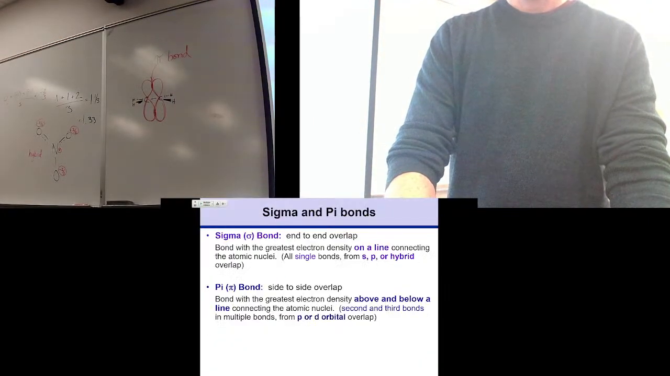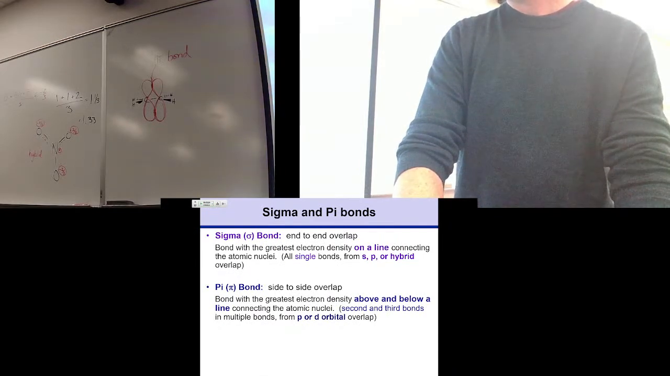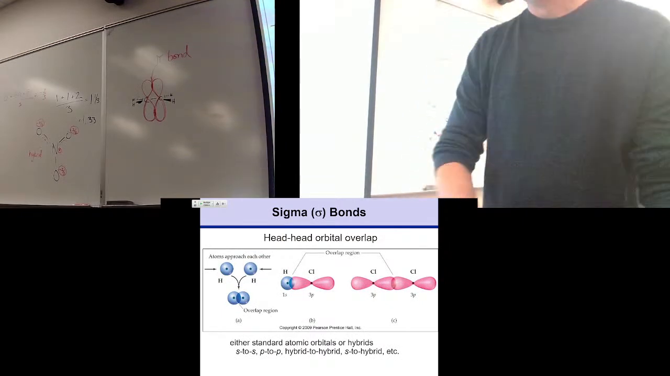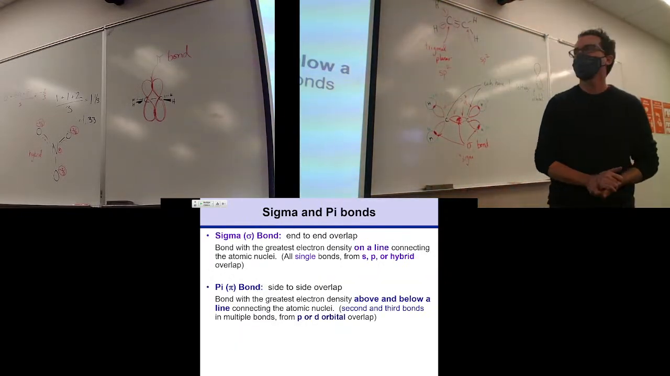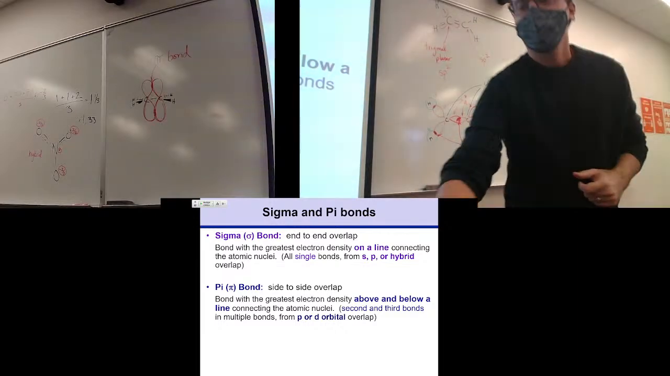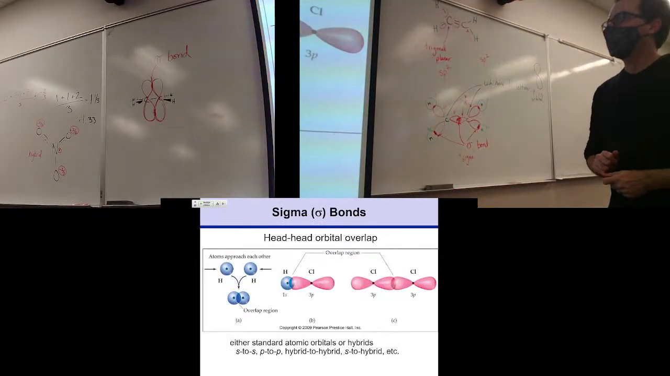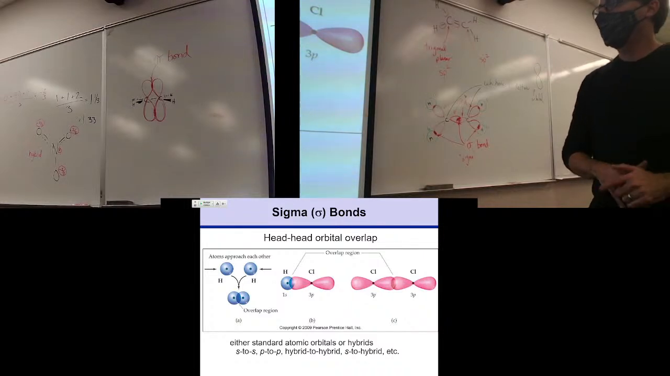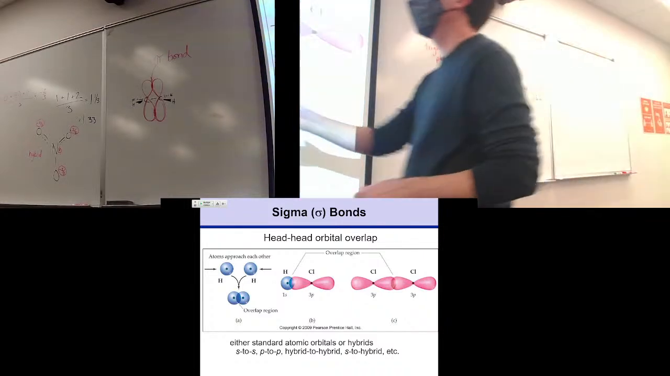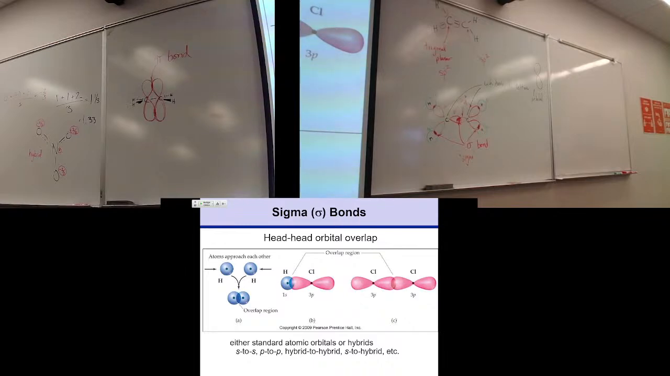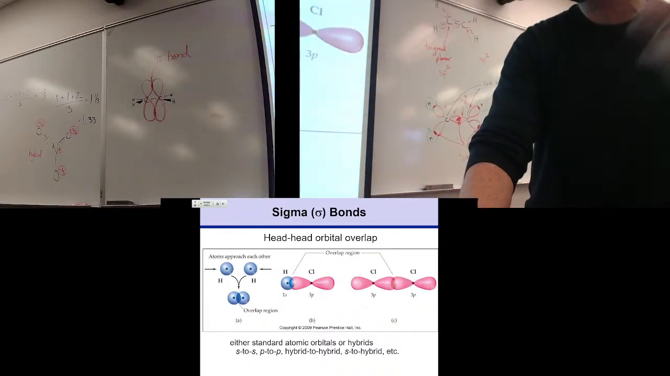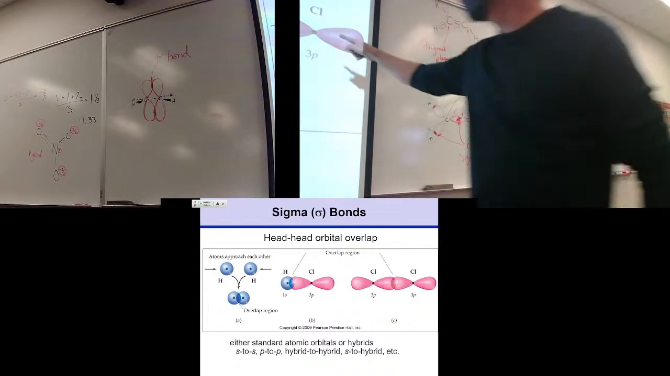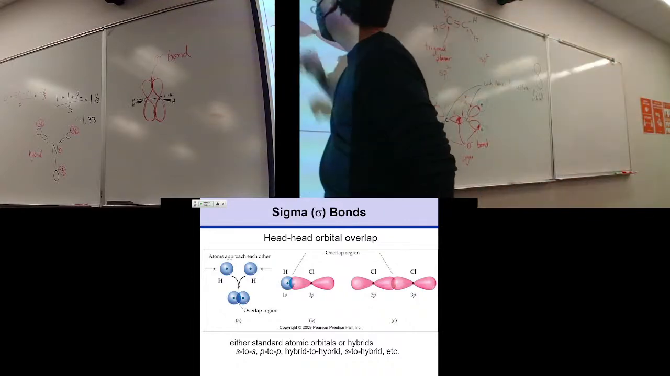Okay. So there we go. Sigma bond, pi bond. Go back. Yep, right here. So these are all examples of sigma bonding, whether they're from regular orbitals or even hybrid orbitals, doesn't matter, as long as they overlap in one spot, and that overlap is along the internuclear axis right there.